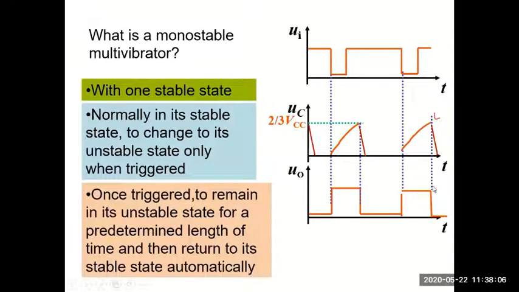It will remain in high depending on RA and C. So what is the duration for which the output remains in high state? Output will remain in high state for a time period TP, which we find out. I'll show you the derivation next. It is 1.1 R into C.